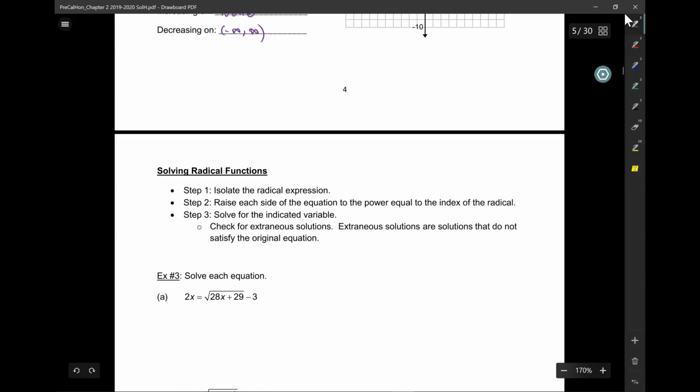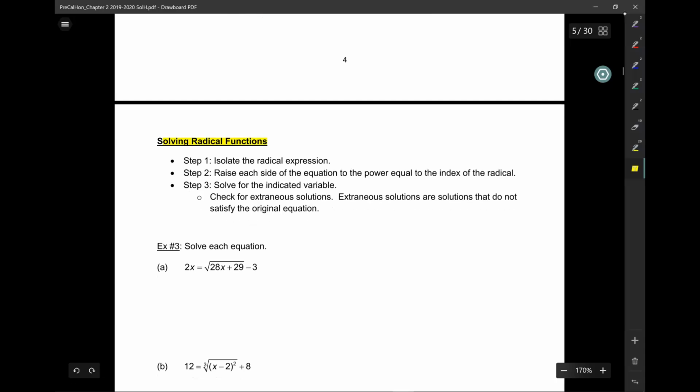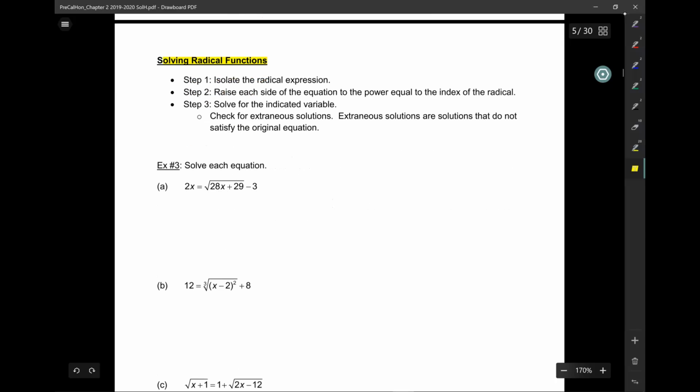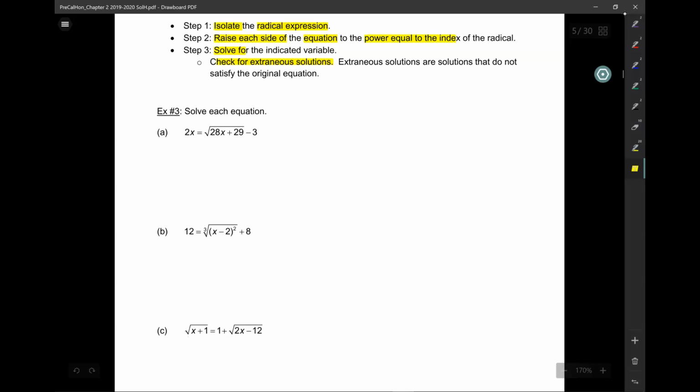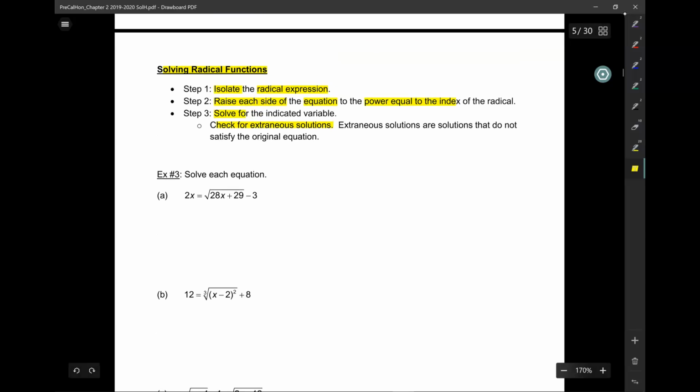Oh, we have 10 minutes. Okay, let's solve some radical functions. So I know you hit on this a little bit last year. The most important thing is you want to isolate the radical expression if you're solving radical equations. Then raise each side of the equation to the power equal to the index. Solve. And then perhaps the most important is to check for extraneous solutions, right? These are solutions that come out in the math, but they don't really work in the equation.